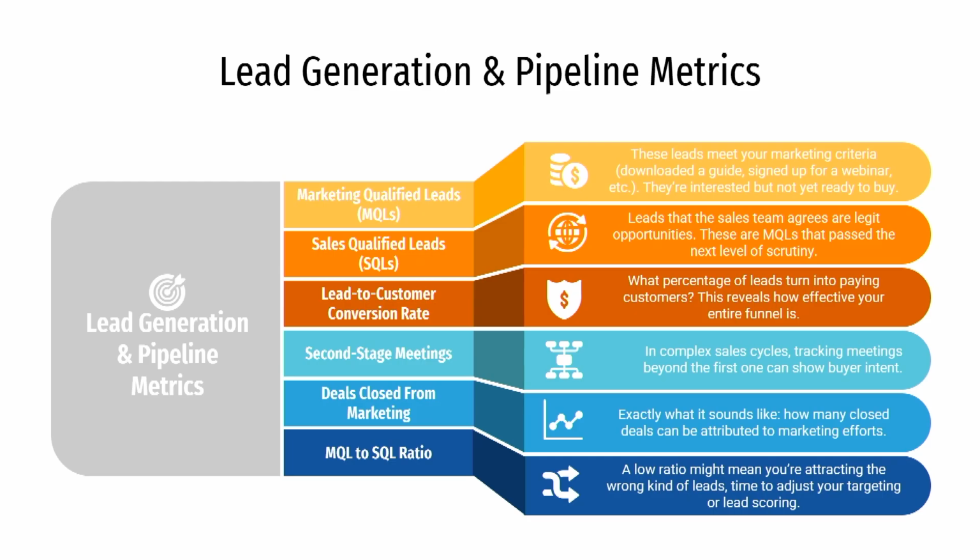Then last one is the MQL to SQL ratio, marketing qualified leads to sales qualified leads. A low ratio might mean you are attracting the wrong kind of leads. Time to adjust your targeting or lead scoring. So, if this ratio is low, then what does it reflect? We are actually catering to the wrong set of people who are probably not our target customers.